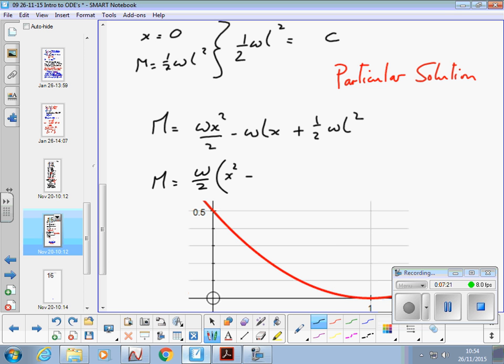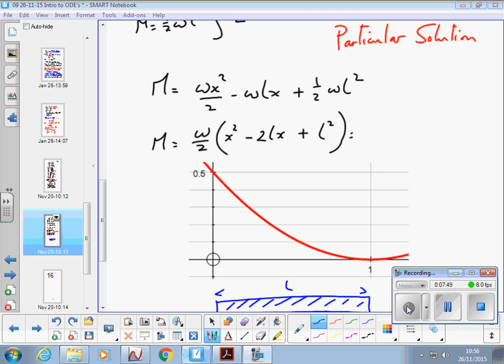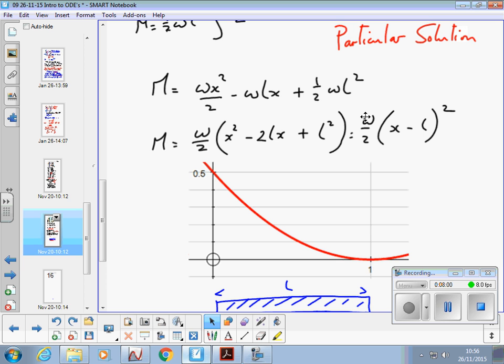Next one, bring the w out, but I've got to times by 2 and then Lx. And if I multiply w over 2 by minus 2Lx, I get back to that middle term. And then last one, if I take the w over 2 outside, I'm just left with L squared. So hopefully you got that, which is how you might want to write your particular solution, tidied up a bit. It actually turns out to be x minus L all squared if I do that.